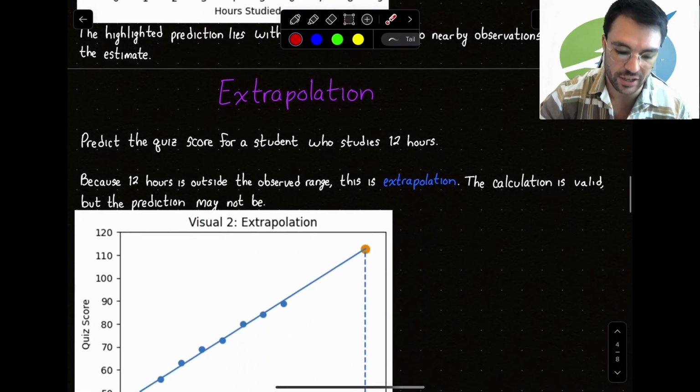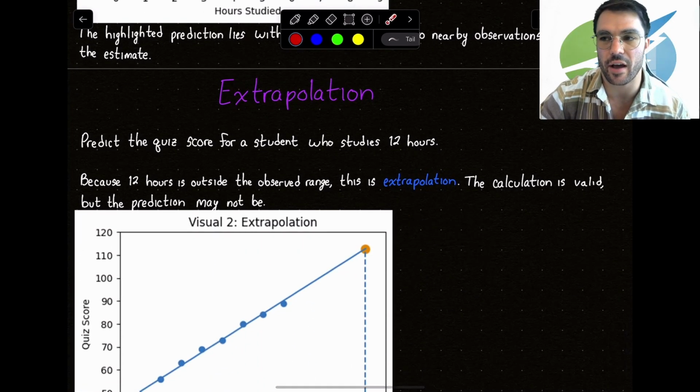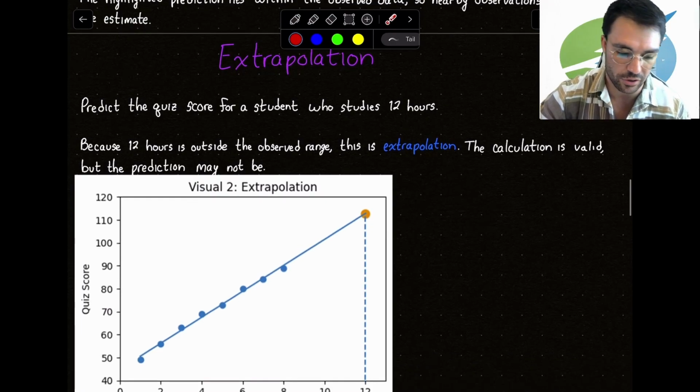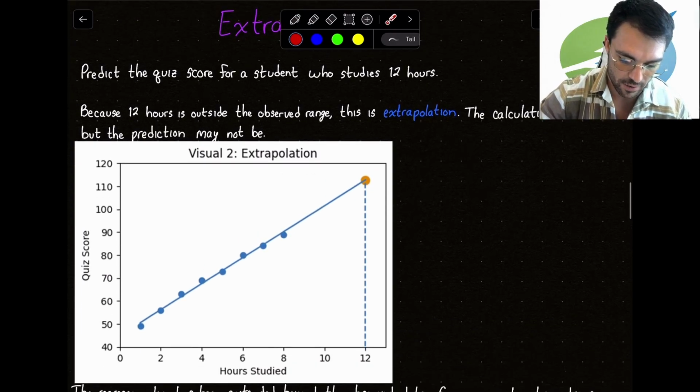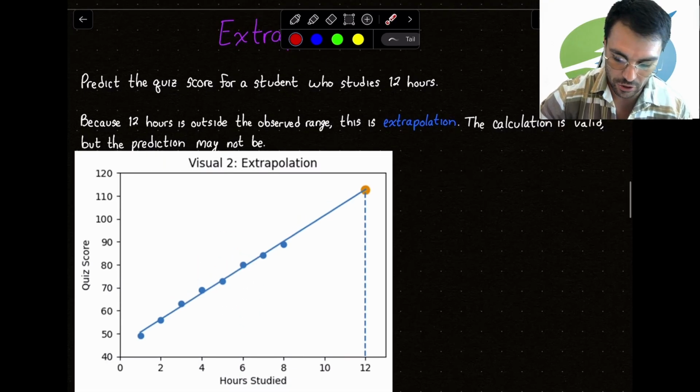More importantly is extrapolation. I'm sure you've heard in some sci-fi movie, "extrapolate the data." That means make a prediction outside the observed values based on the given data. So what does that look like? Here's the same data with the test scores, and you notice here 12 is outside. Let's read this first: predict the quiz score for a student who studies 12 hours. Because 12 hours is outside the observed range, this is extrapolation. The calculation is valid, but the prediction may not be.